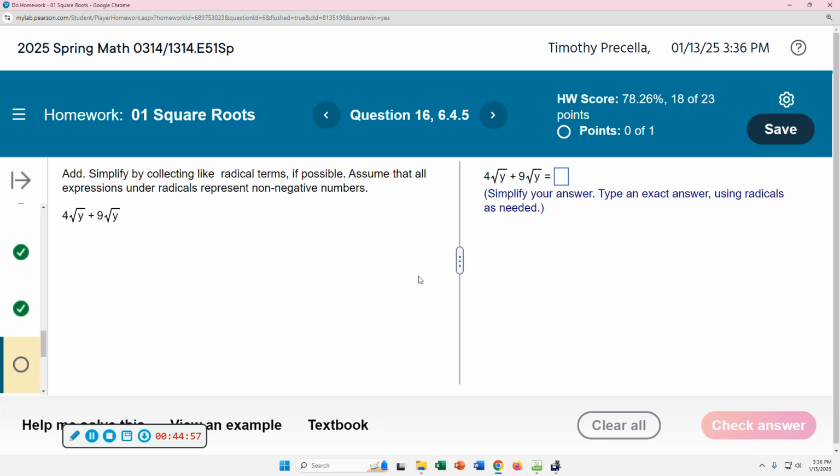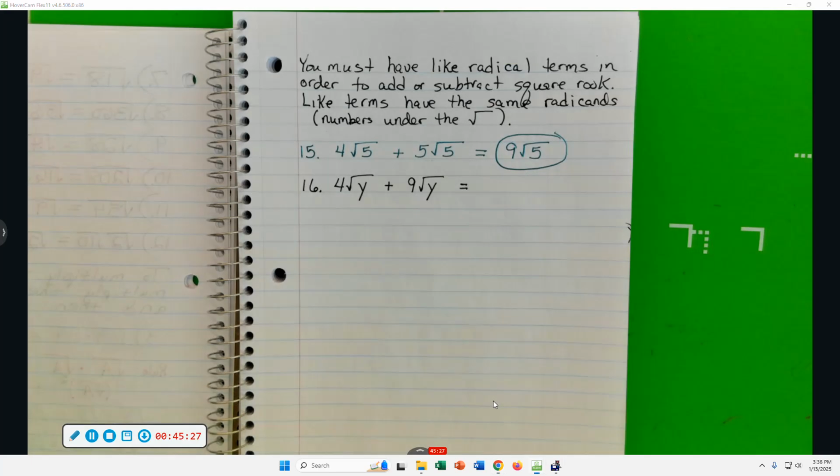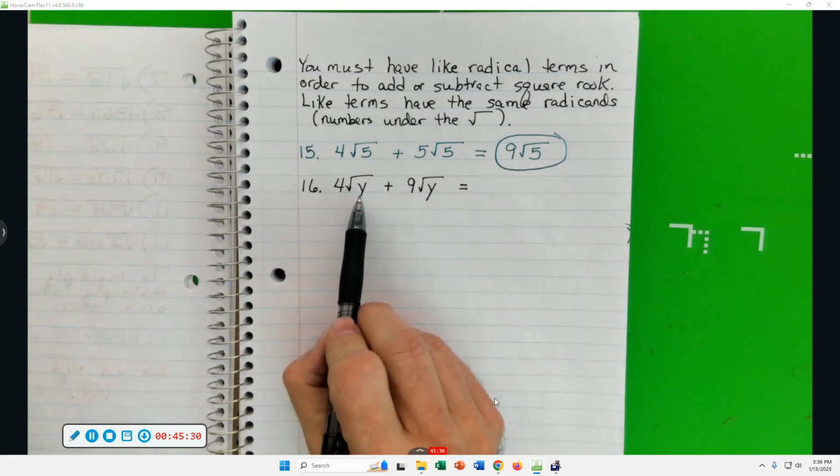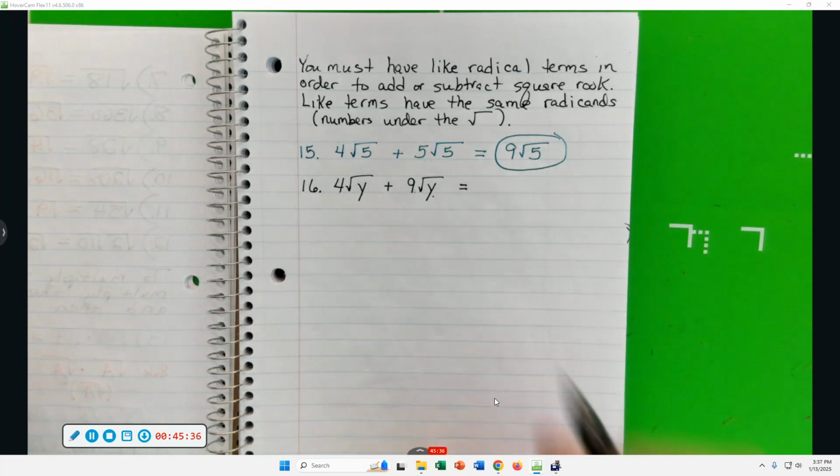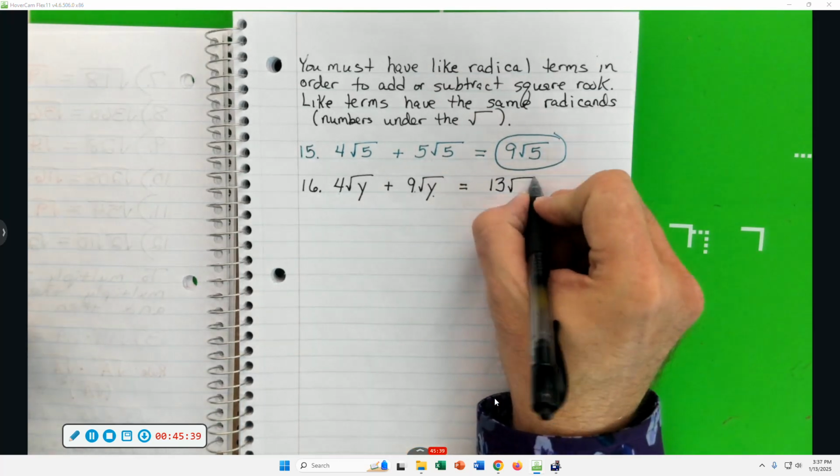What's this next one? Okay. Number 16. 4 square root of y plus 9 square root of y is equal to 13 square root of y. Did y'all hear that? You have the same thing under both square roots, so you just add the numbers in front. 4 plus 9 is 13 square root of y.